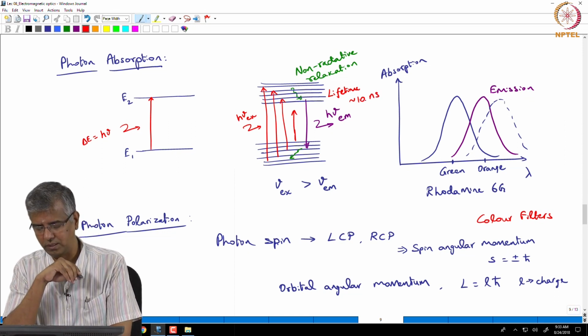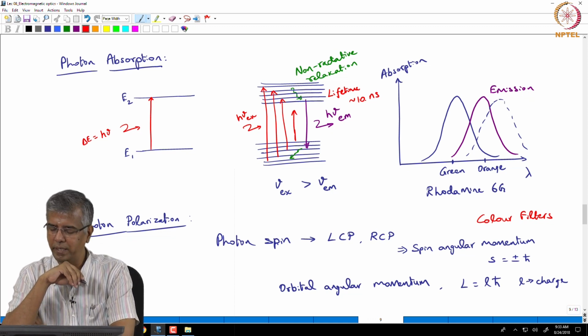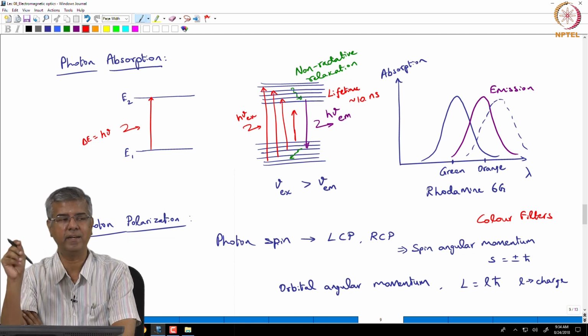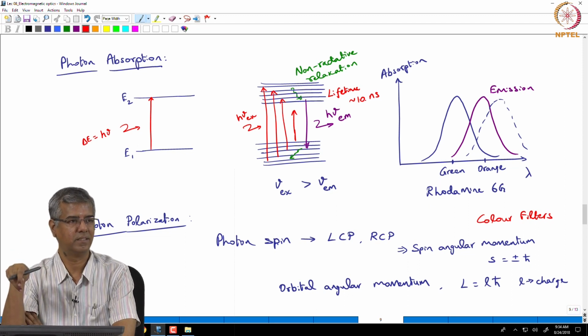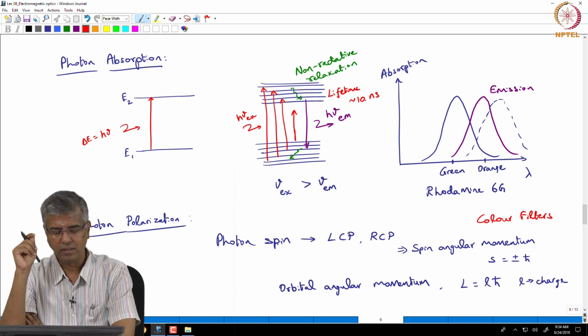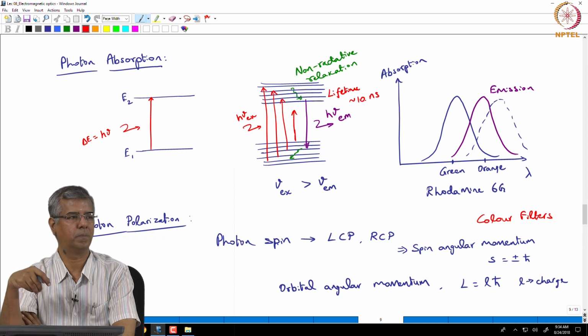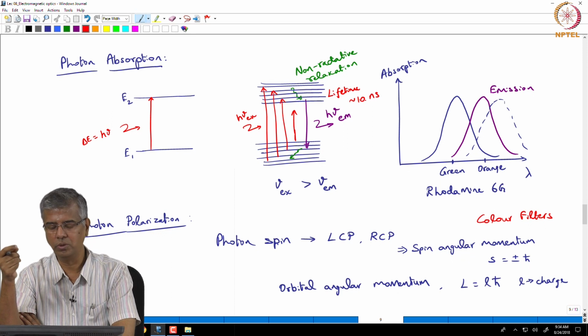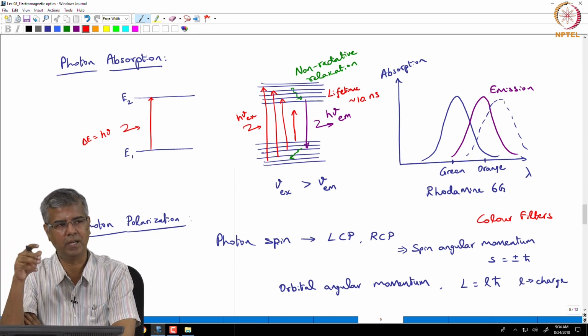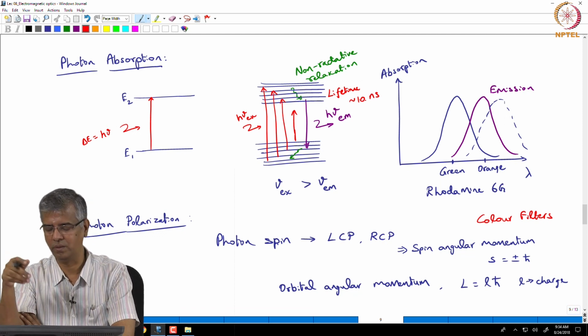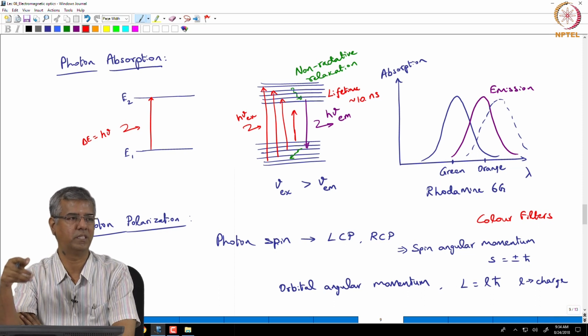For Rhodamine 6G, what does this lifetime mean? Does it mean that every electron that goes to the upper energy level spends exactly 10 nanoseconds and then after that it emits? Not really. It is a probabilistic event. I was mentioning that absorption is a probabilistic event, and the emission also is a probabilistic event. So you can only tell in terms of some mean probability, over some mean time over which this emission happens.